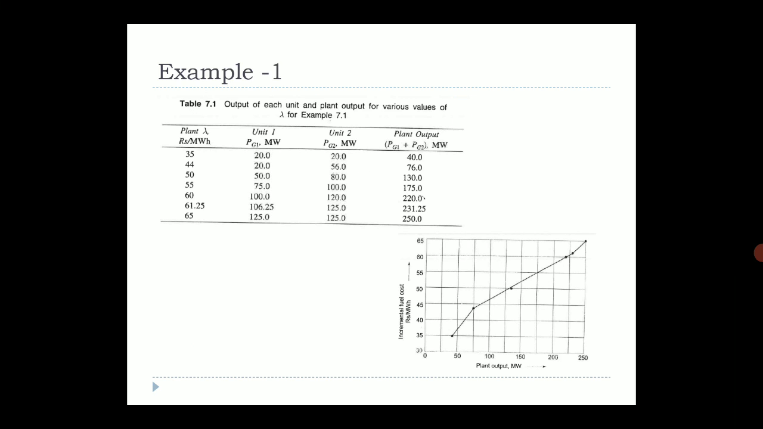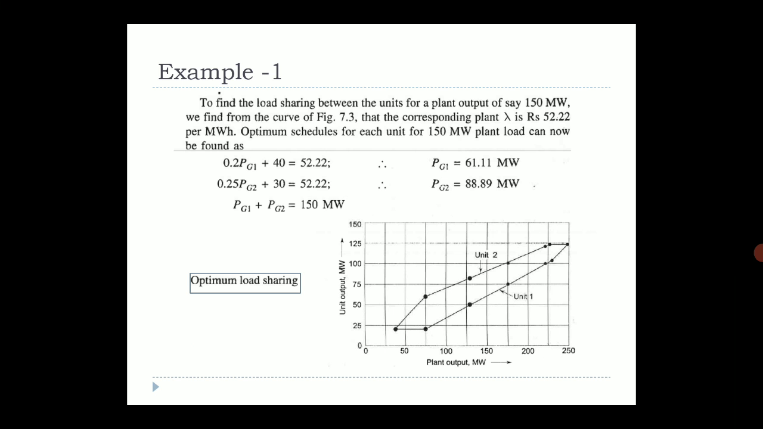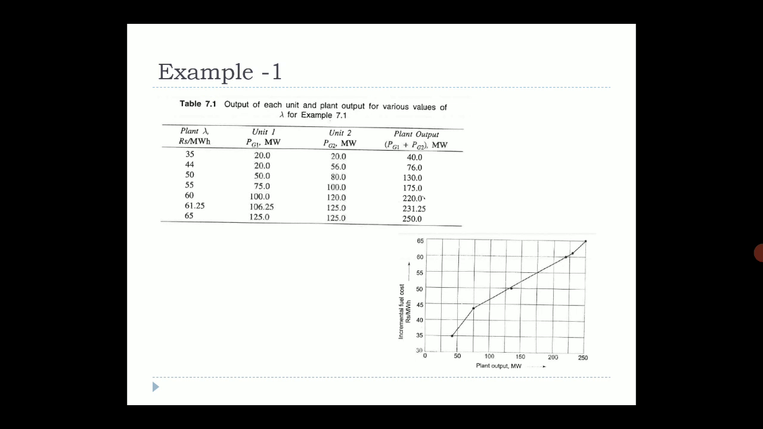We have seen that this is table 7.1 in the book. This table is important, so you can have for different values of lambda what is the distribution of power from one generator to the other and the total power, and under that you have this graph. In the previous example, you can get the values, like I have said, for 150 megawatt the lambda is 52.22. You can get it from here only.